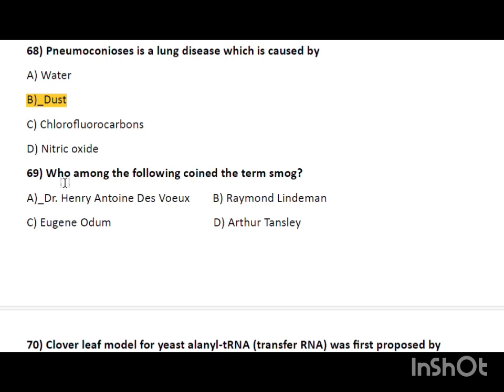Then question number 69. Who among the following coined the term smog? Option A Dr. Henry Antonides Works. Option B Raymond Lindemann. Option C Edwin Odum. Option D Arthur Tansley. The correct answer is option A.